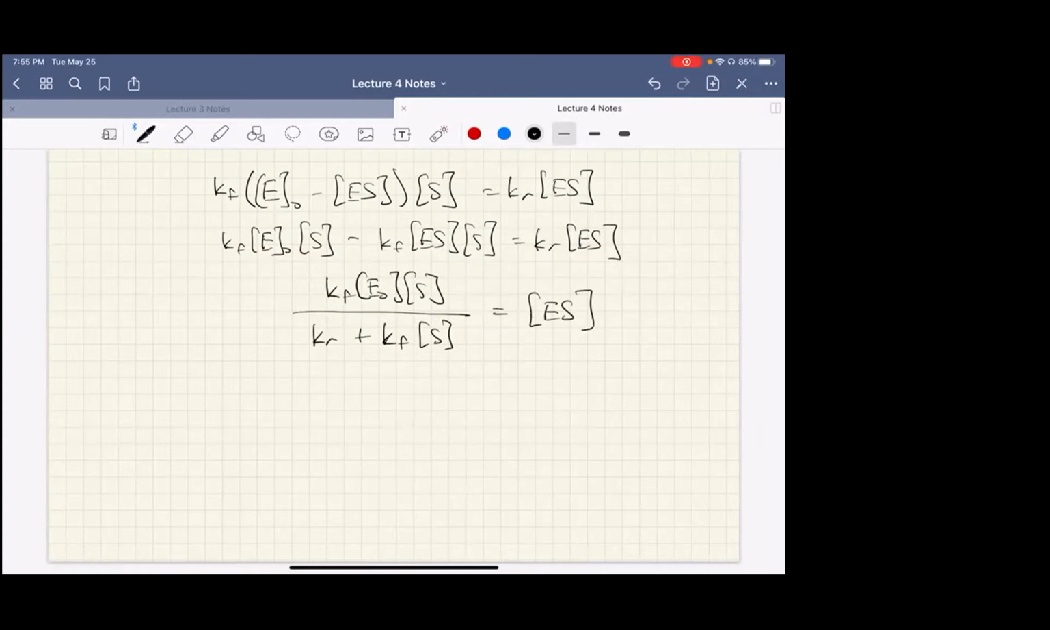I'm going to do one more thing here, which is divide both top and bottom by KF. And then I get E0S over KR over KF plus S is equal to ES. All right, so now I've done what I needed to do. I solved for ES. I can substitute that back into what I'm interested in, which is how fast the product is being produced.